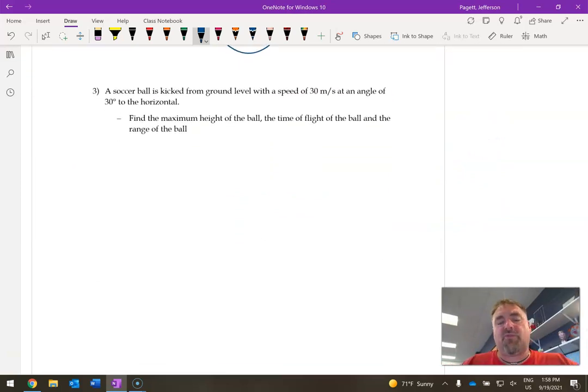All right, and our last one is a little bit different. The soccer ball is kicked from the ground level with a speed of 30 meters per second and an angle of 30 degrees to the horizontal. We want to find the maximum height of the ball, the time of flight of the ball, and the range of the ball. Okay, so again, I'm going to start off with a picture.